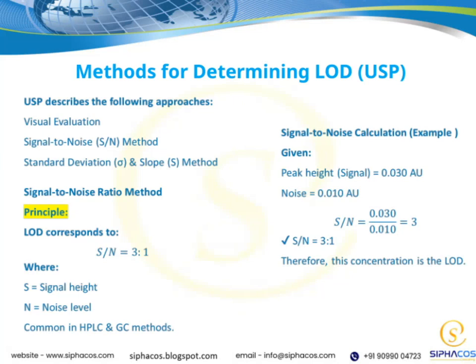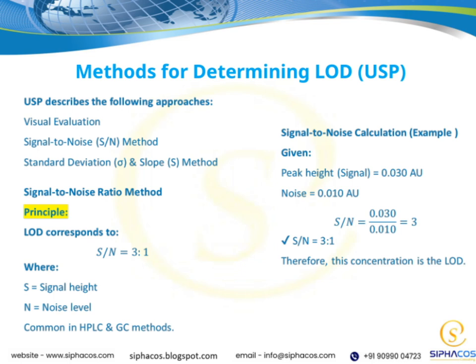Now, let's look at the methods for determining LOD, or limit of detection, according to USP guidelines. This is a crucial step in method validation because it tells us the smallest amount of analyte that we can reliably detect, but not necessarily quantify.